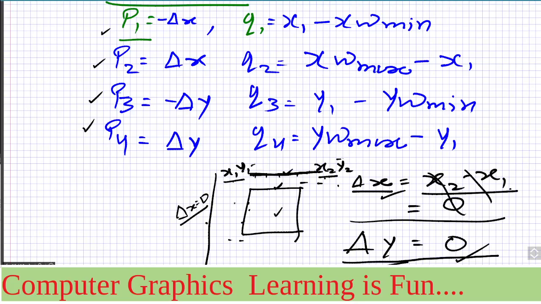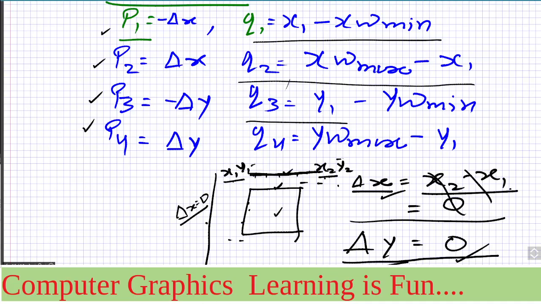How will you determine on which side it is? Let us think about these values. When we are thinking about P1, P2, P3 and P4, they might be representing any one of the 4 boundaries of your clip window. Can you guess? K is equal to 1, this part.